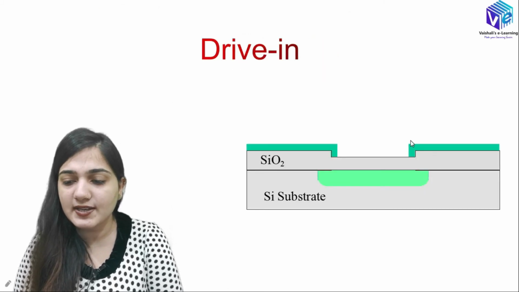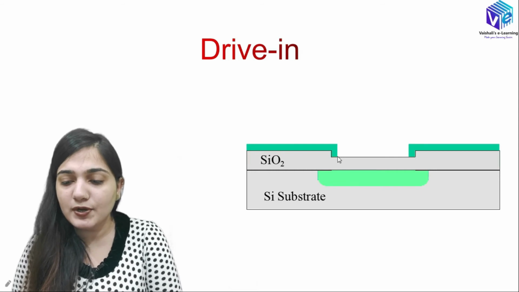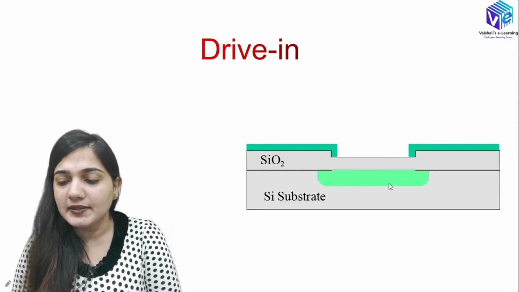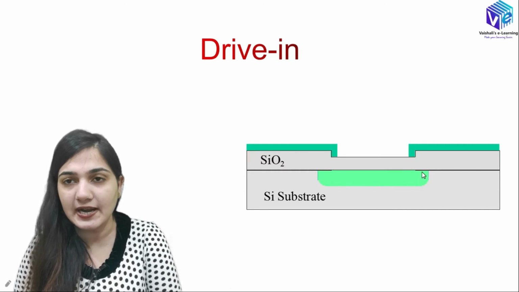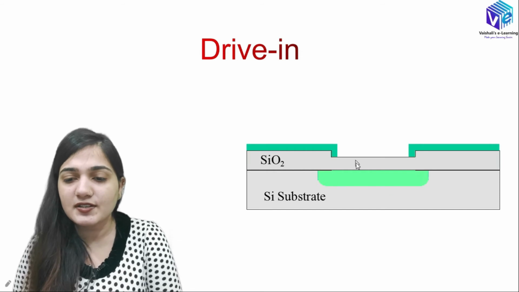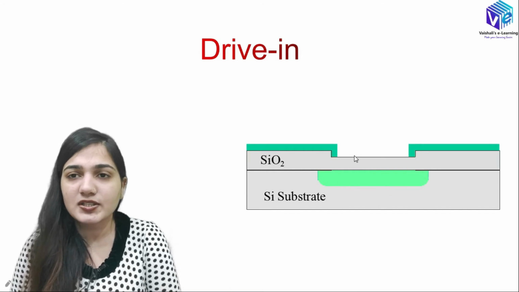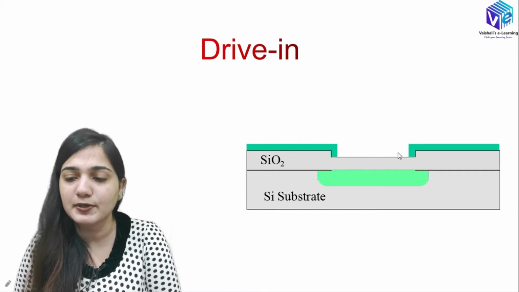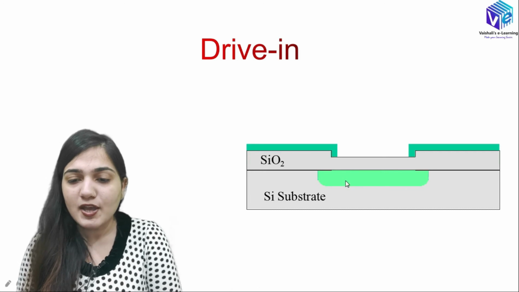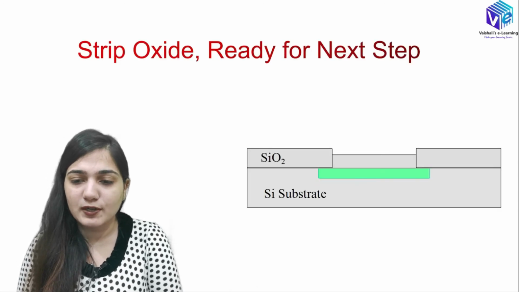So in the drive-in step, what will happen? The impurity atoms will come and they will accumulate inside the silicon substrate. So it is making the doped region inside the silicon substrate. This is the drive-in stage, in which I am just increasing the temperature while the impurities are present in a higher concentration over the silicon dioxide capped oxidation layer. Okay, so this phosphorus will go inside.